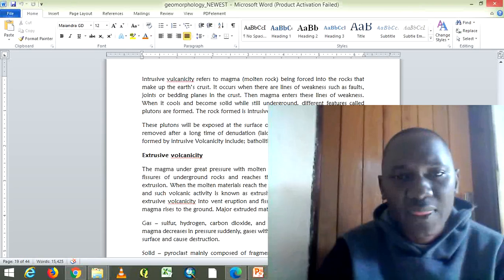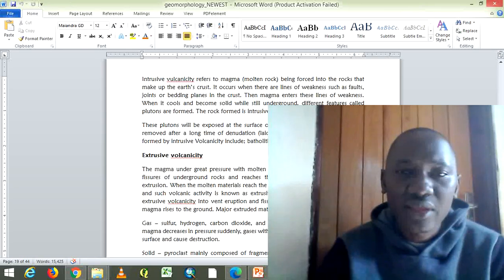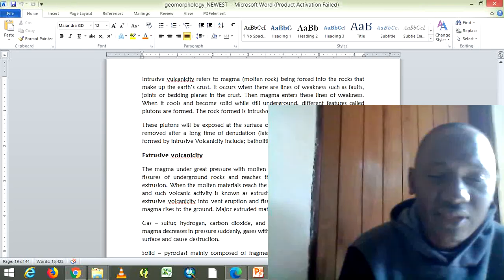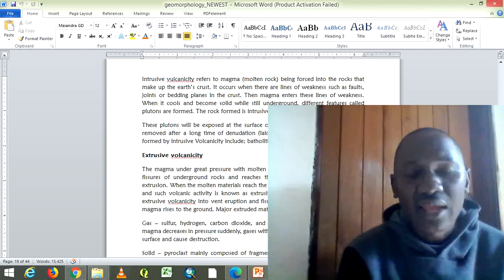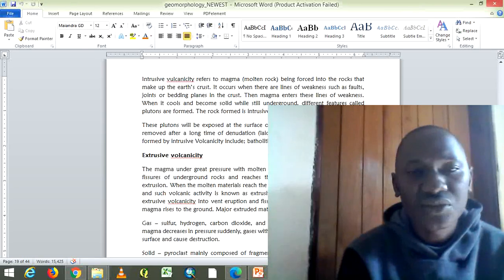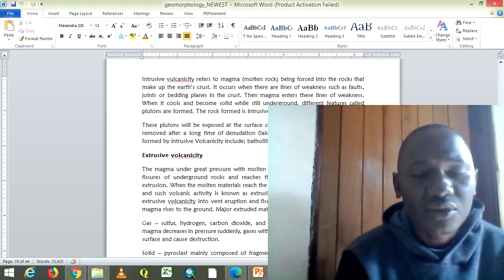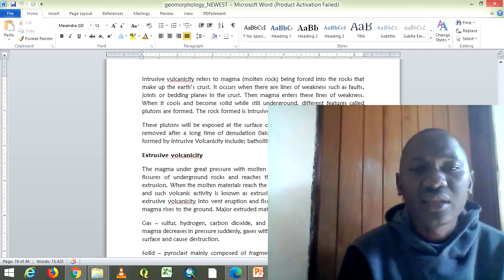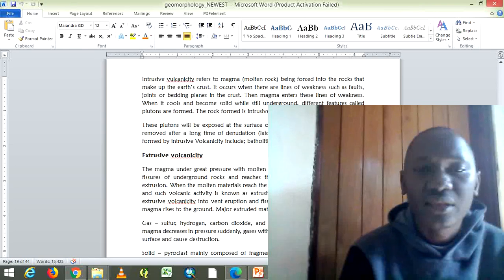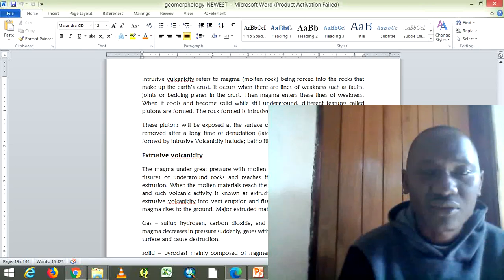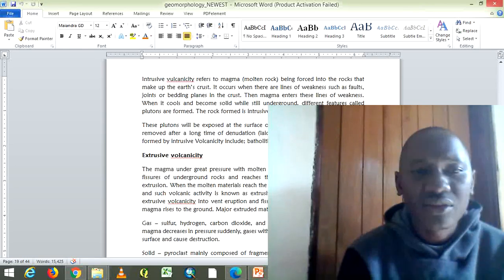This magma fails to make its way to the surface of the earth because of loss of pressure, and probably because every magma that leaves the magma chamber would wish to reach the surface of the earth. But because of loss of pressure, this magma eventually finds itself solidifying within the bedding plane, within the crustal blocks, and eventually leads to formation of intrusive volcanic features.